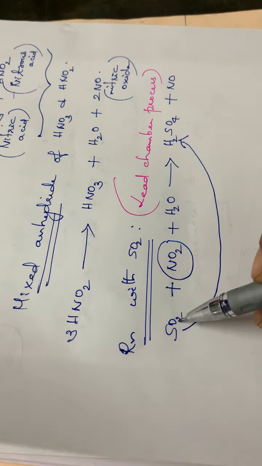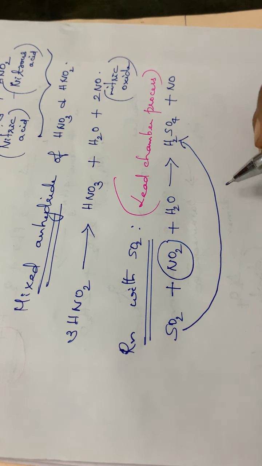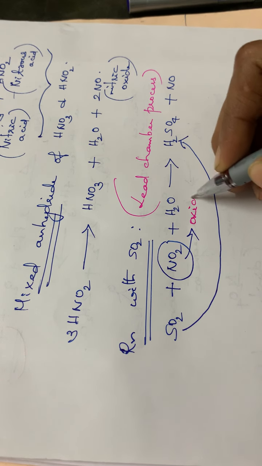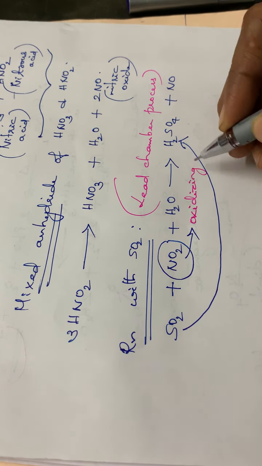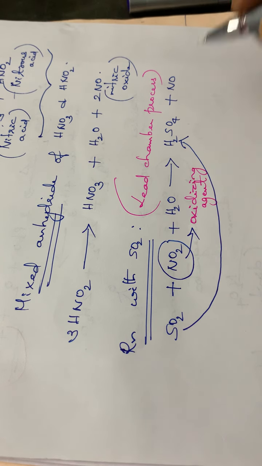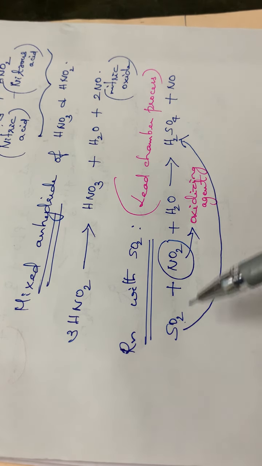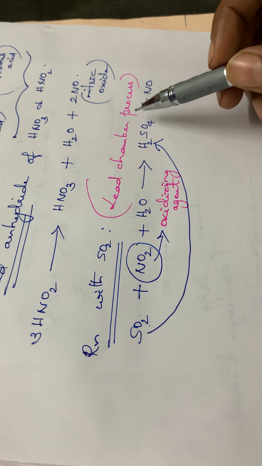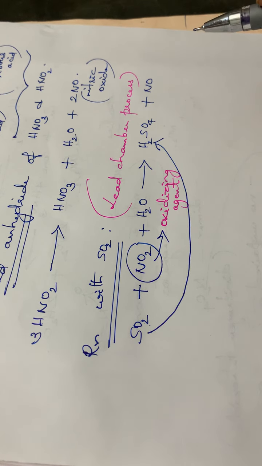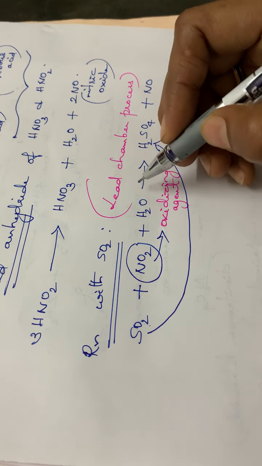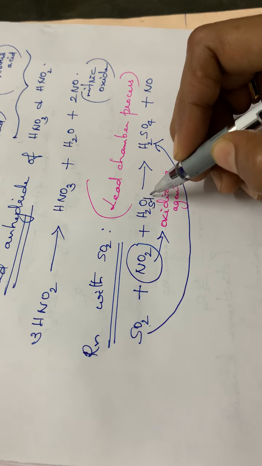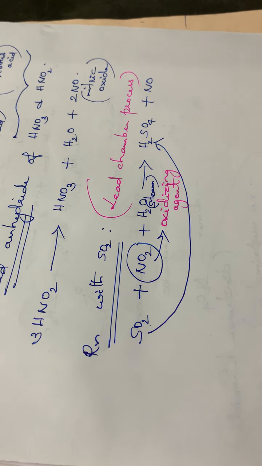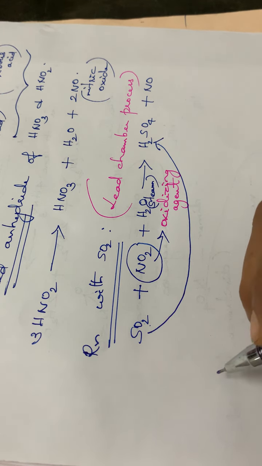NO2 oxidizes SO2 to H2SO4. So NO2 is acting as the oxidizing agent here. Okay, so sulfur dioxide is converted to sulfuric acid. It is the lead chamber process, which is the manufacture of sulfuric acid. So this reaction will be carried out in the presence of steam. Here water means it is steam.